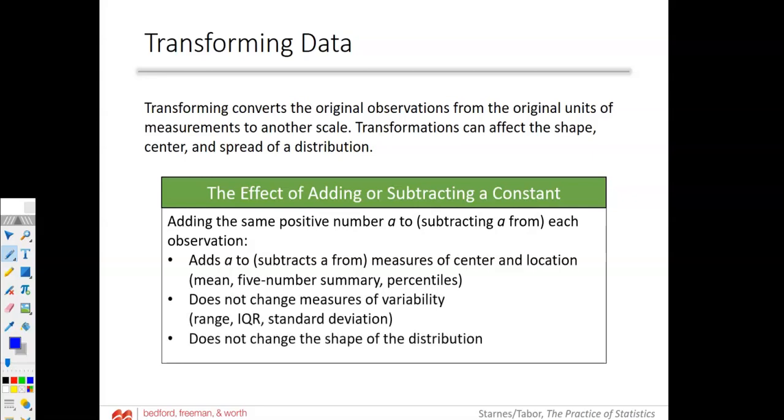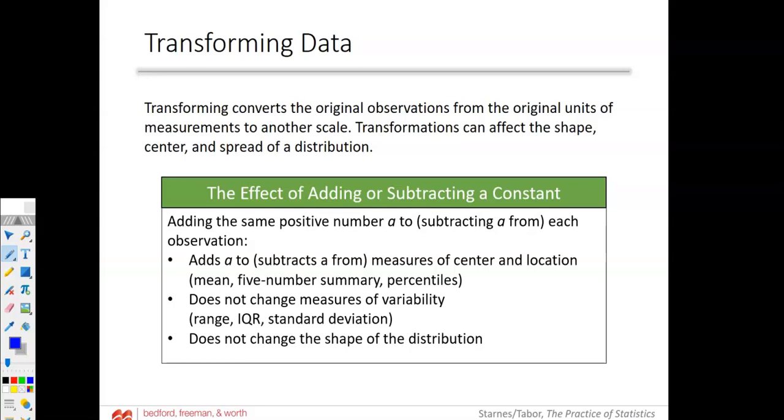So if you add or subtract a number to every data piece, we kind of talked about this last chapter a little bit, but it's going to take the measures of center and add that same amount to every measure of center. So if you added 5, the median will be 5 more than whatever it was. The mean will be 5 more than whatever it was. Really, all the 5-number summary values are 5 more than what they were.